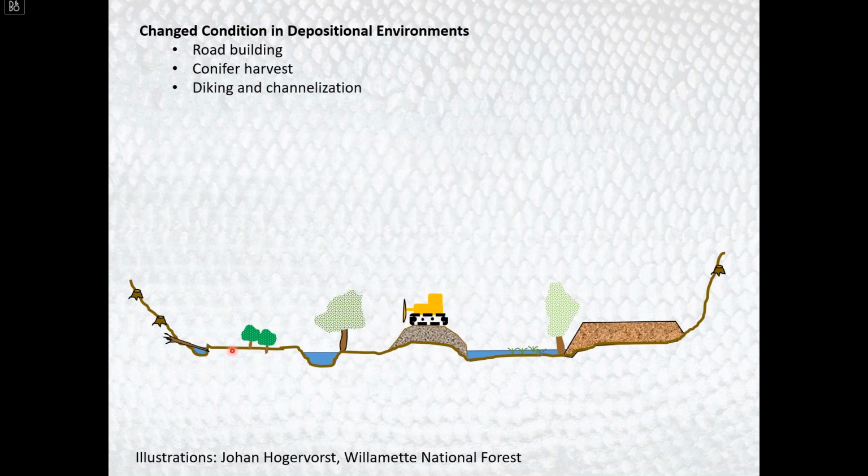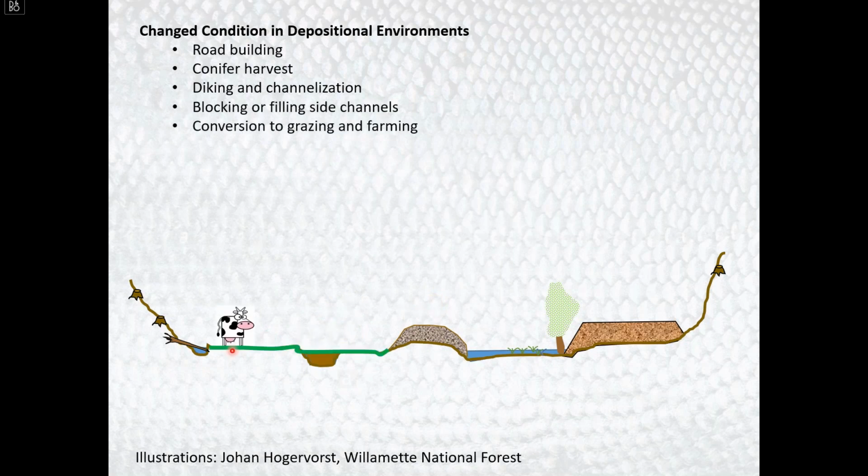Then the Army Corps came in and ditched everything. And so they would ditch, and then they would also sidecast that material to make a berm and isolate the river from the rest of the valley. Then that valley that's isolated from the river, we could convert it for use for whatever humans like to use these very rich valley floors for.